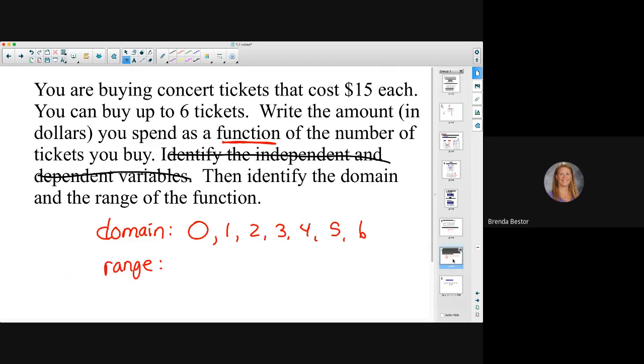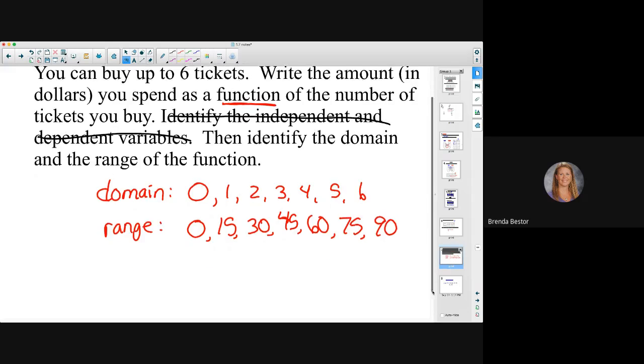If you don't buy any tickets, you don't have to spend any money. If you buy 1 ticket, you'll spend $15, but you'll be there all by yourself. If you buy 2, congratulations, you're on a date. If you buy 3, that can be a crowd sometimes. That'd be $45. 4, if you're taking your whole family. 6, you found a stray guy on the way in, he's going to sit by you. So your domain is 0, 1, 2, 3, 4, 5, 6. Your range is 0, 15, 30, 45, 60, 75, and 90.